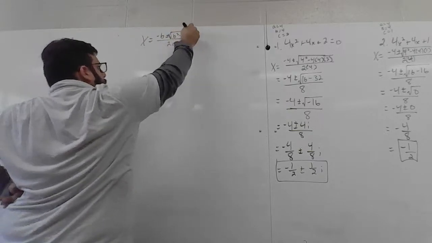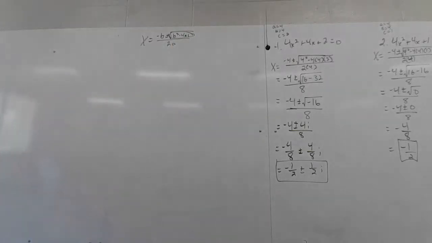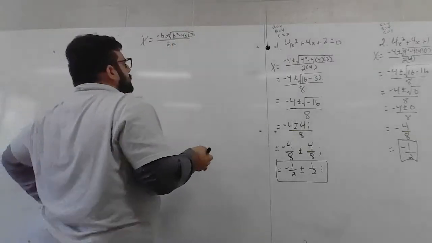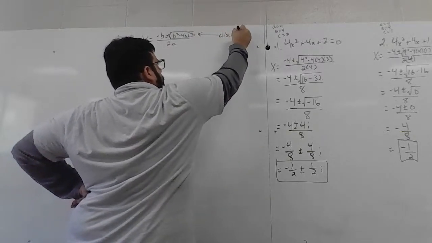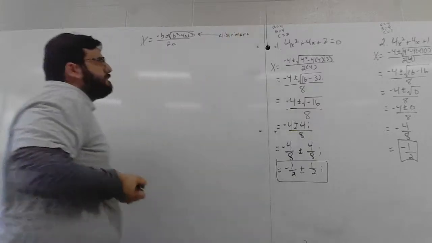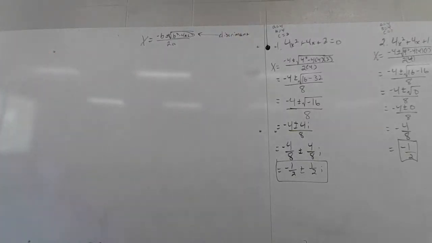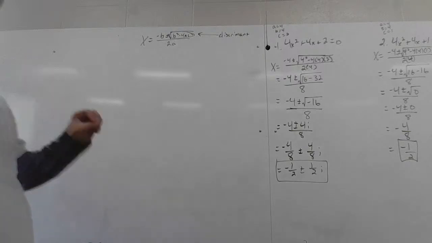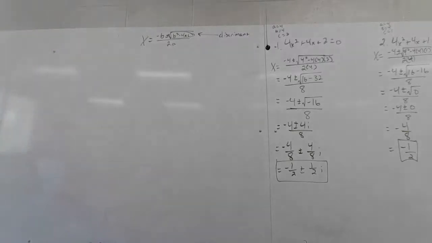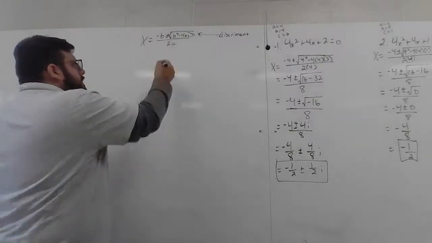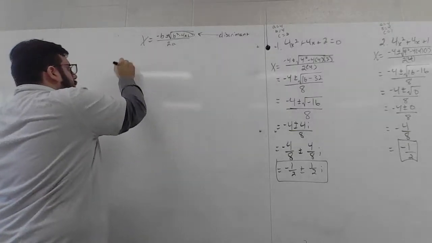So in the quadratic formula, this right here determines what kind of solutions your quadratic equation will have. That b squared minus 4ac is known as the discriminant of the quadratic formula. And just as you saw in those examples, there are 3 cases for the discriminant that help show what kind of solutions your quadratic equation will have.